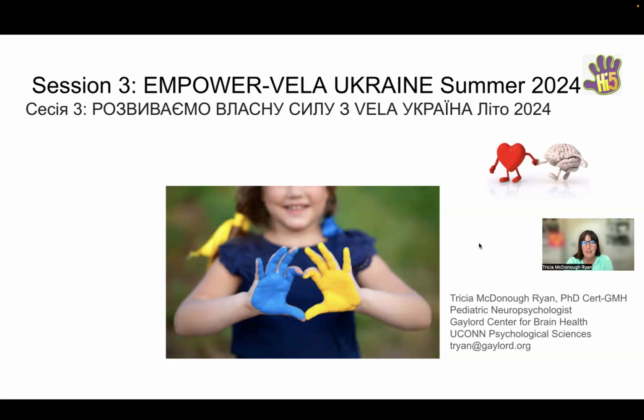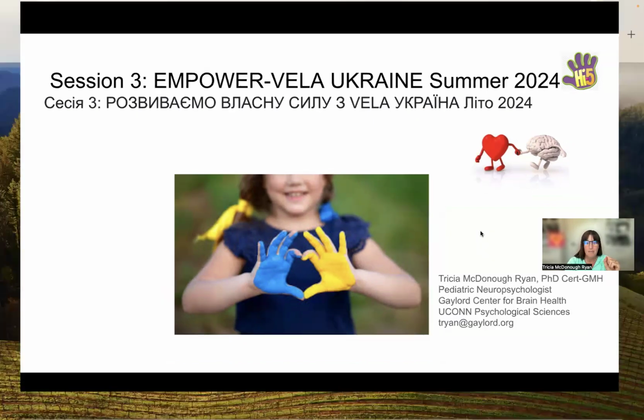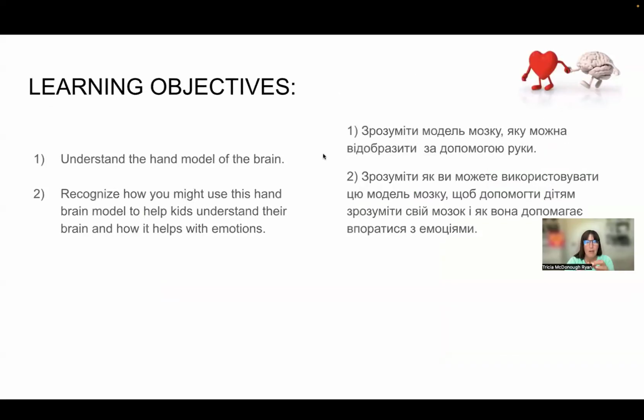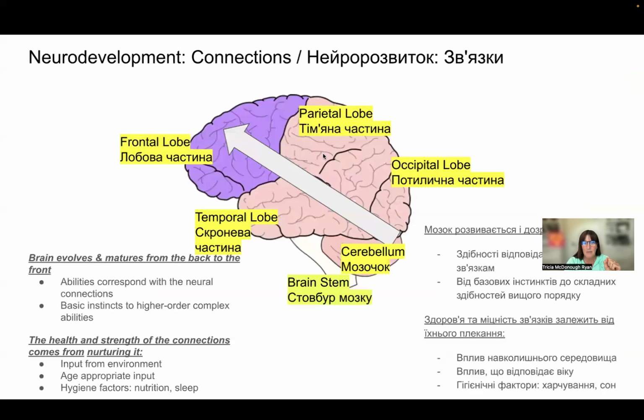Project. Today I'll be talking about session 3 in our program and offering you another way to help learn about how the brain works. Today's learning objectives will be to understand the hand model of the brain and recognize how you might use this hand model to help kids understand how their brain works and how to control their emotions.